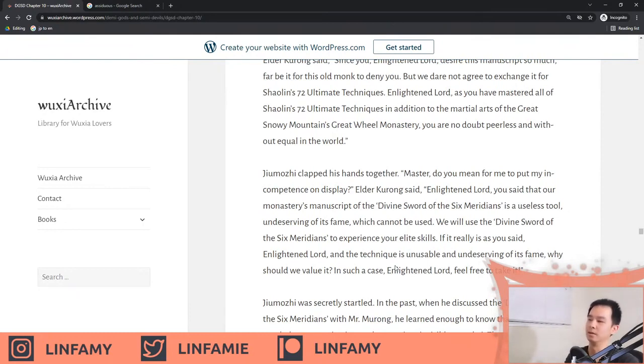Elder Kurong said, enlightened lord, you said that our monastery's manuscript of the divine sword of the 6 meridians is a useless tool, undeserving of its fame, which cannot be used. We will use the divine sword of the 6 meridians to experience your elite skills. If it really is as you said, enlightened lord, and the technique is unusable and undeserving of its fame, why should we value it? In such a case, enlightened lord, feel free to take it.